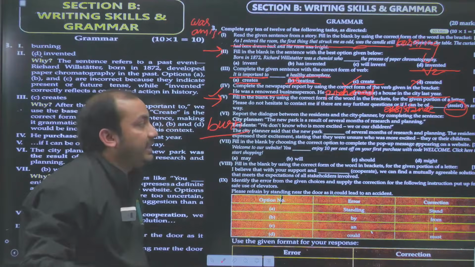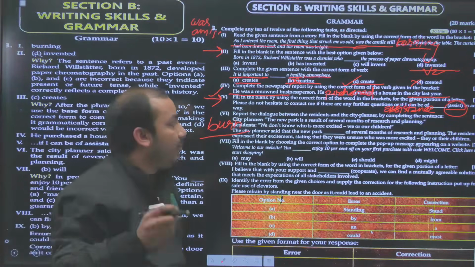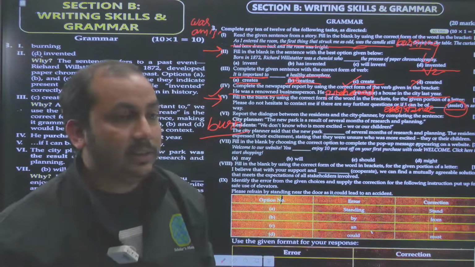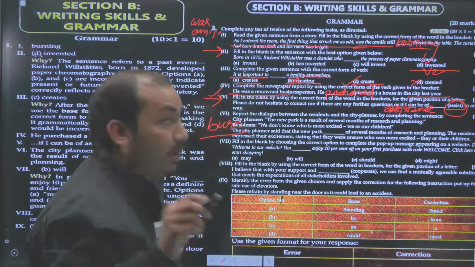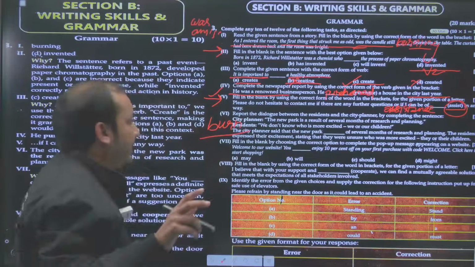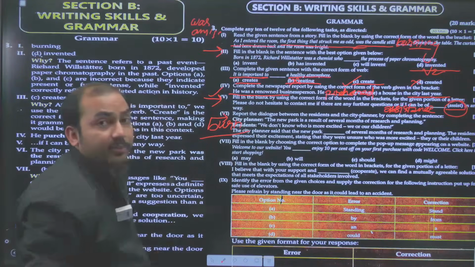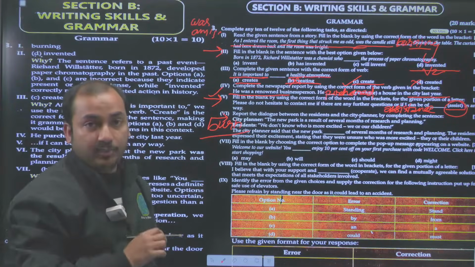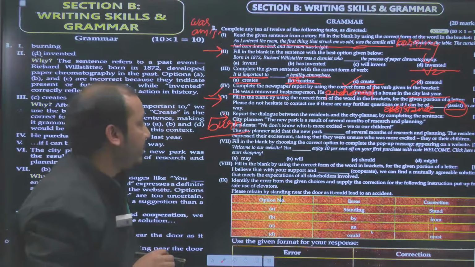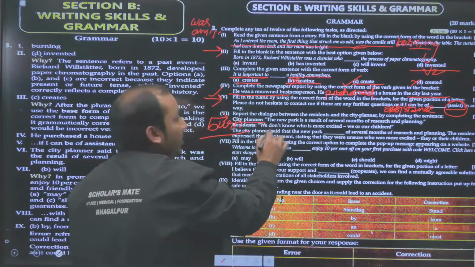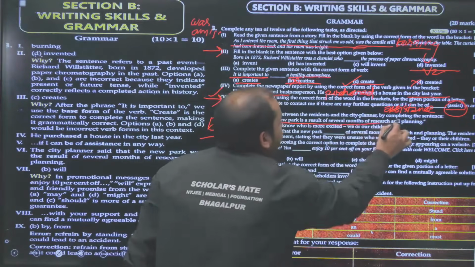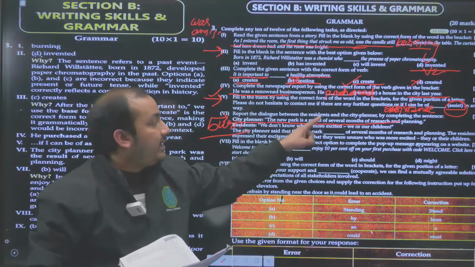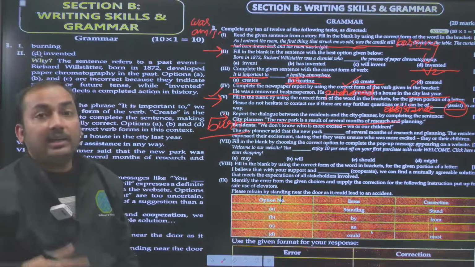Report the dialogue between the residents and the city planner by completing the sentence. From this chapter, reported speech, you will always get a question or two. Always in every question paper, sample paper, you will see a question from reported speech, narration, direct speech and indirect speech. The city planner says the new park is a result of several months of research and planning. Residents say, we don't know who is more excited, we or our children.